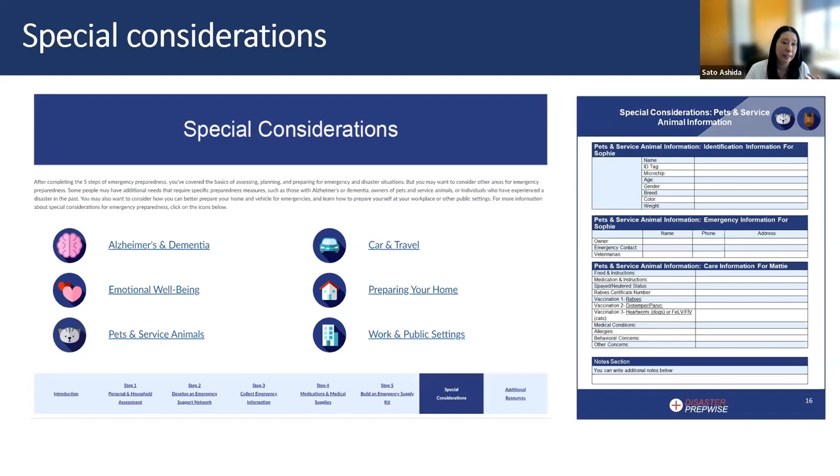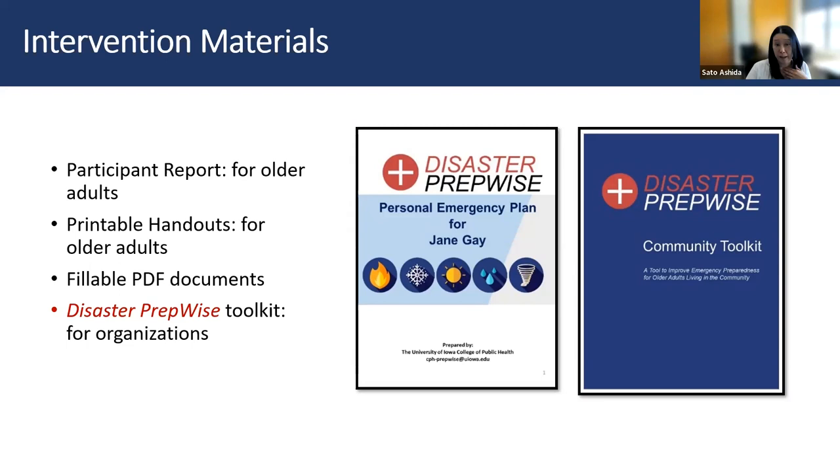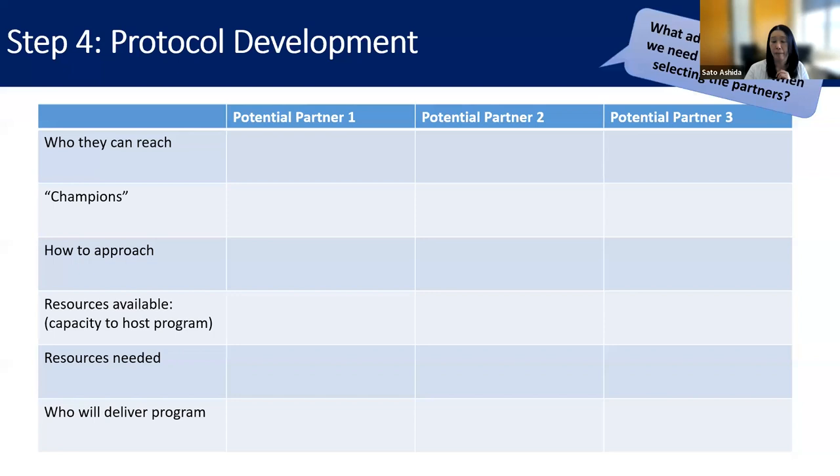We also developed a personalized disaster emergency plan report template with the help of CSAD, so that the participants can share their electronic PDF version of the plan with families and their care providers. SAB also requested that we develop this community toolkit, which basically gives step-by-step guidance on how to implement the program and how to train their staff if they want to adopt the program in the organization.